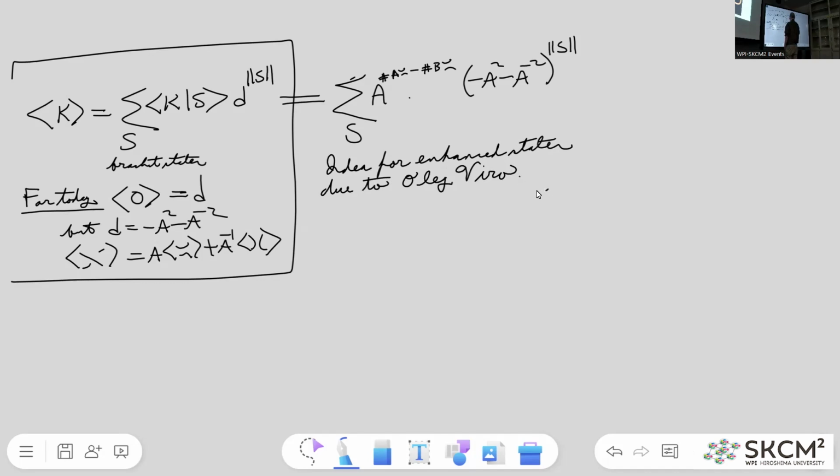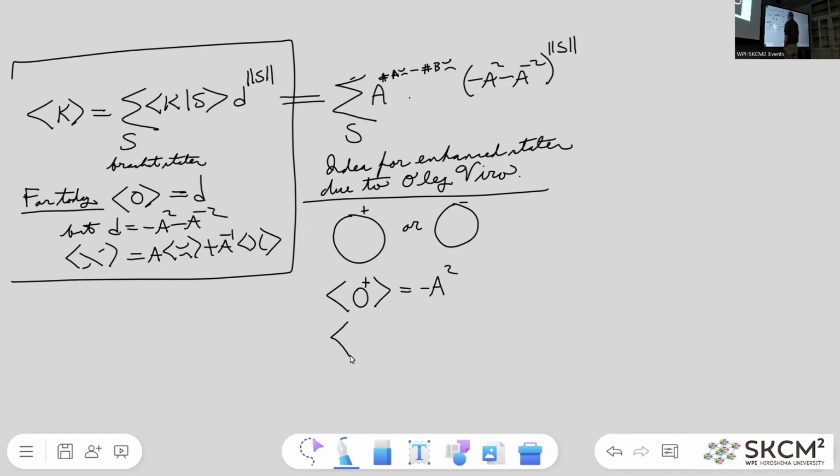Idea, but that's a lot of nice consequences. For each loop in the state, I'm going to put a plus sign or a minus sign. And the evaluation of the plus is going to be equal to minus A squared. And the evaluation of the minus is going to be equal to minus A to the minus 2.